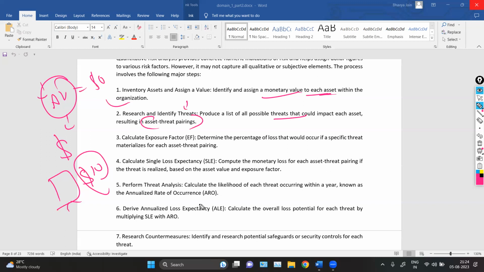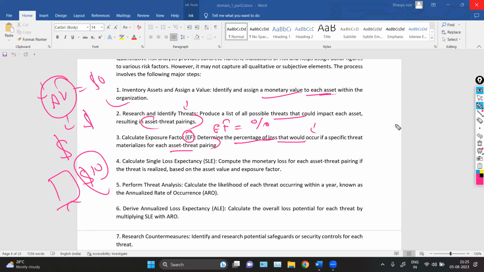Then we calculate the exposure factor, which is EF. Determine the percentage of loss. So it is in percentage, not in dollars. It is the percentage of loss that would occur if a specific threat materialized for each asset-threat pairing. It is how much loss an asset will face if a threat is released by any attacker or any threat agent.